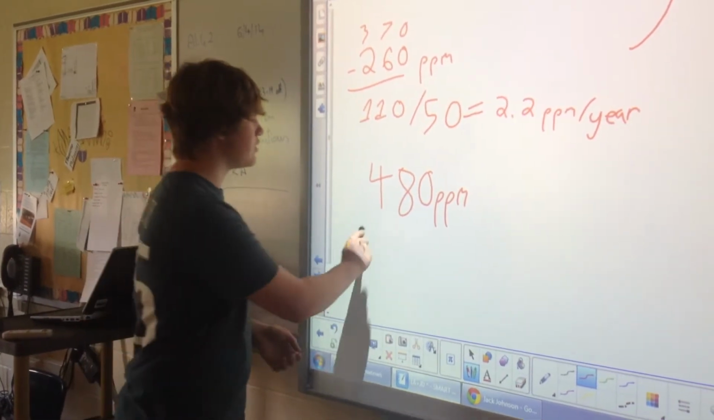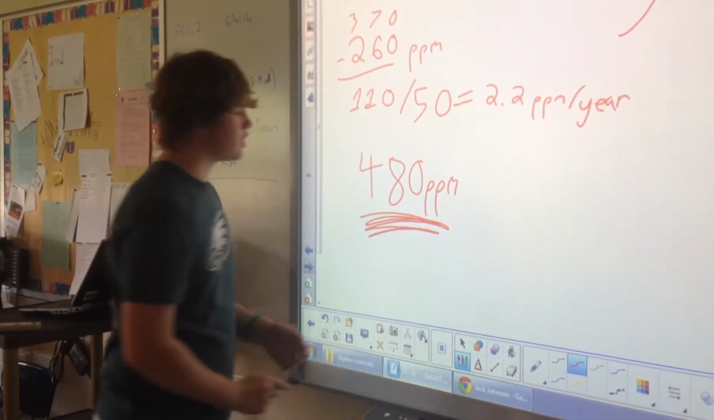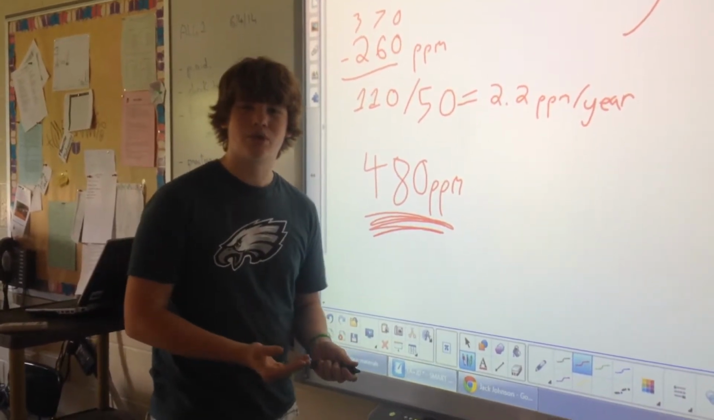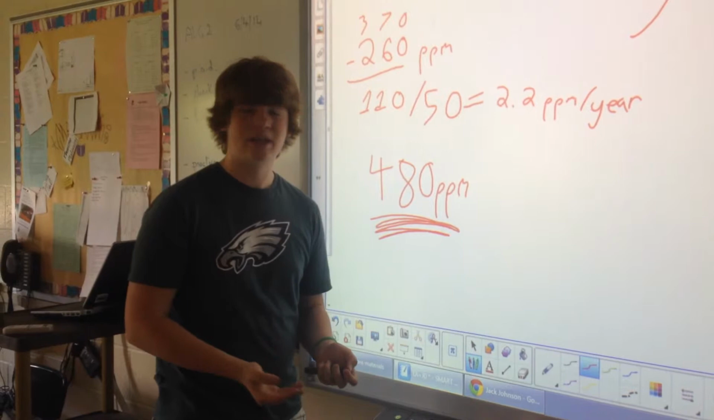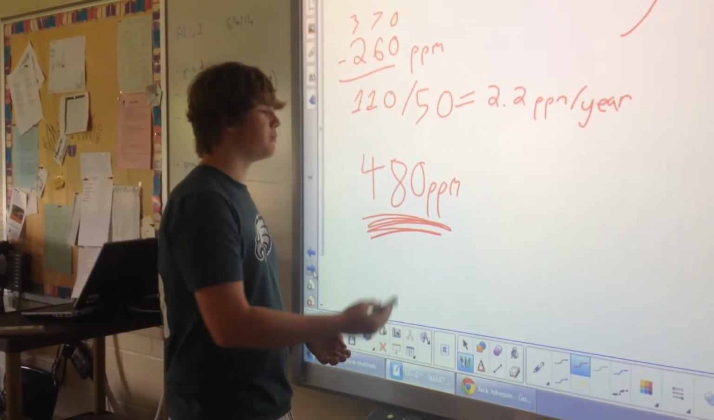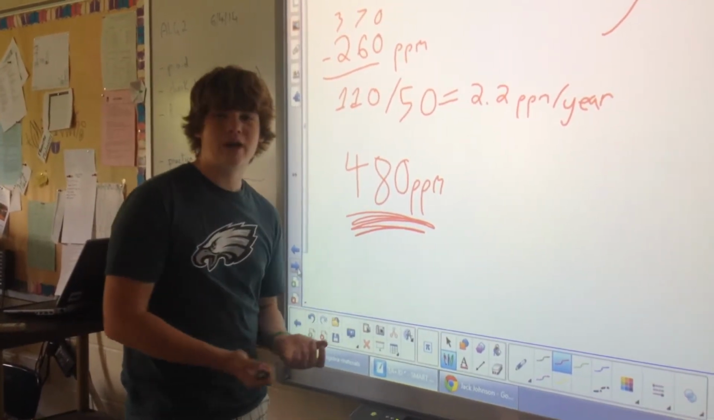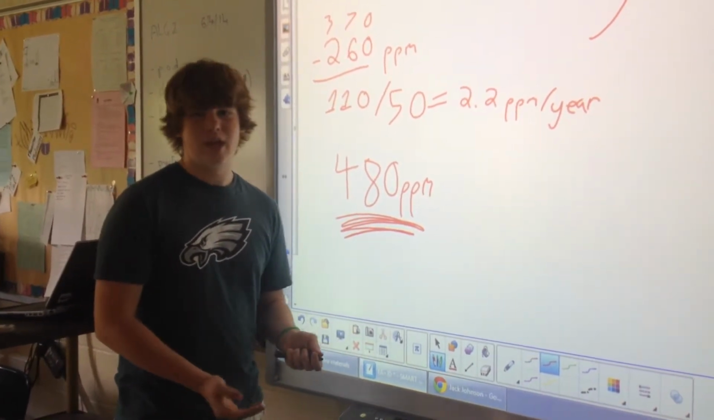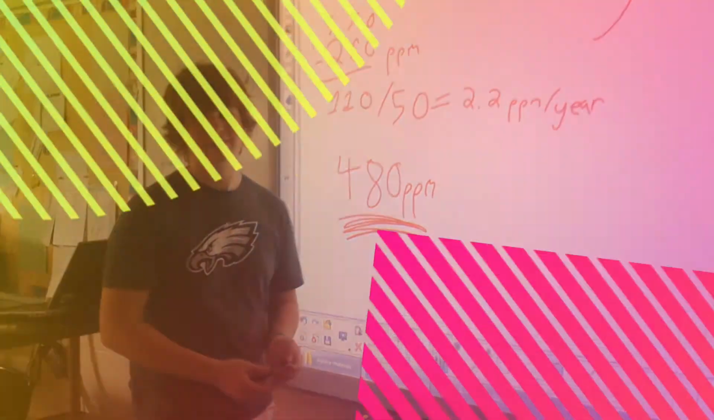And like I said, this number is only if we were to stay at the same rate. Unfortunately, due to population growth and how much energy we're going to need, that's going to skyrocket. We could be above 500 parts per million carbon in the atmosphere in 50 years, and we just don't want to see that.